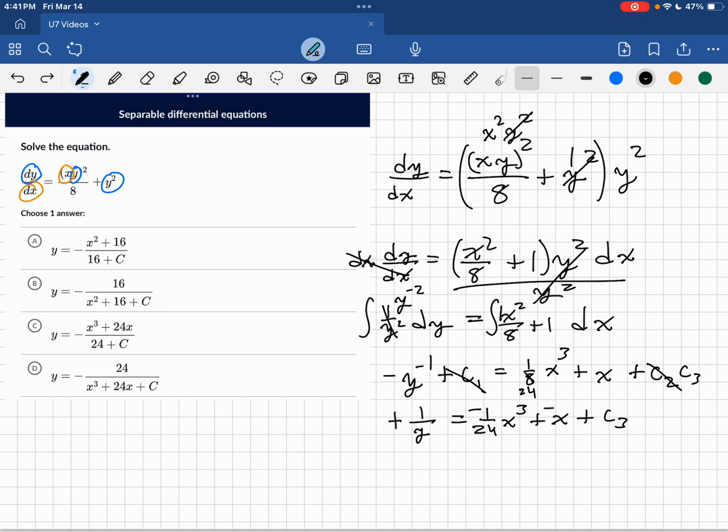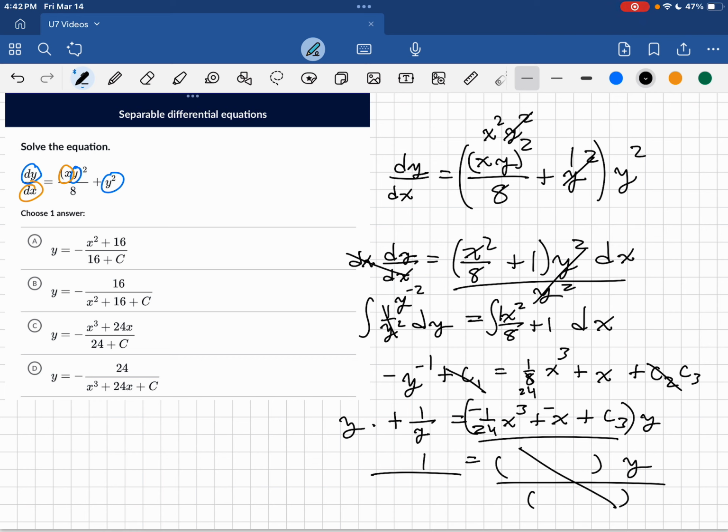Okay, let's multiply both sides by y. So now I have 1 equals all this stuff times y, and then I divide both sides by all that stuff so that it goes away on the right side. On the left side, we would have 1 over 1/24 x to the 3rd, plus x, plus c sub 3. Now, we can't have a fraction inside of a fraction, this guy right here. So we're going to multiply both the top and the bottom by 24 so we don't have a fraction inside of a fraction.